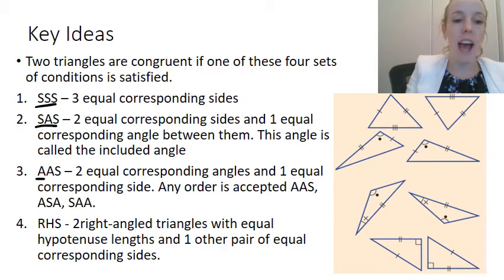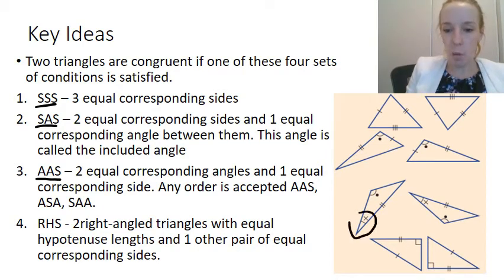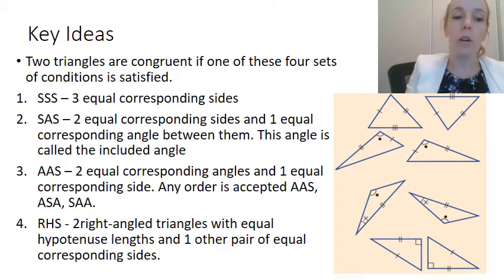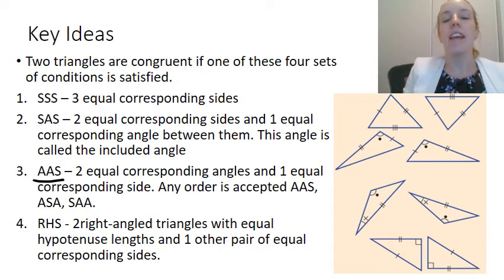Our third is the AAS test, which is angle, angle, side. This means a pair of triangles will have two corresponding angles and one equal corresponding side. Looking at this one, we can see we've got one angle and its corresponding angle, our second angle and its corresponding angle, and we also have the corresponding side there. Now, unlike the side, angle, side rule, it doesn't have to be in that exact order, so it doesn't always have to be angle, angle, side. It can be in any order, so it could be angle, side, angle, or side, angle, angle. It doesn't really matter as long as it satisfies that rule.